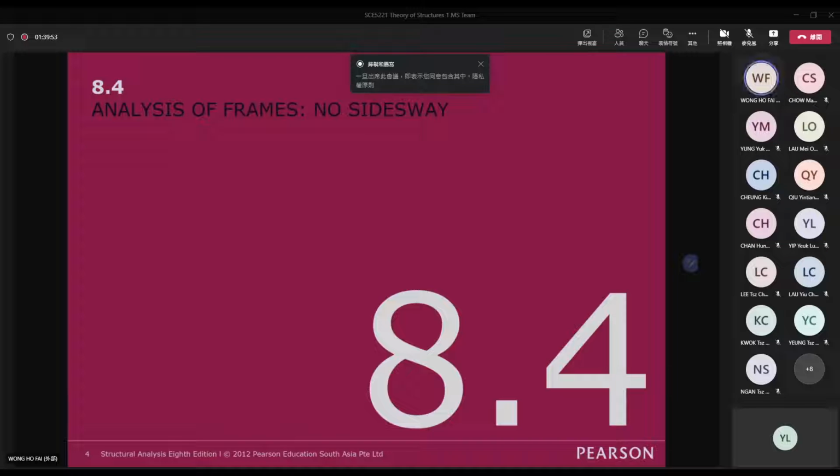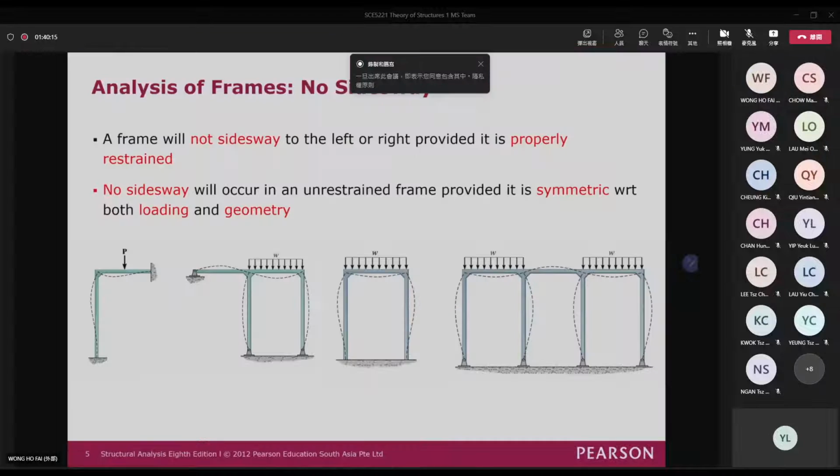Now for frames, actually there will be two kinds of frame. One we call a frame with sideway. That means when you apply the load, it will deform laterally. Or actually there's another one called the frame with no sideway. And the method of analysis has some difference between the one with sideway and the one without sideway.